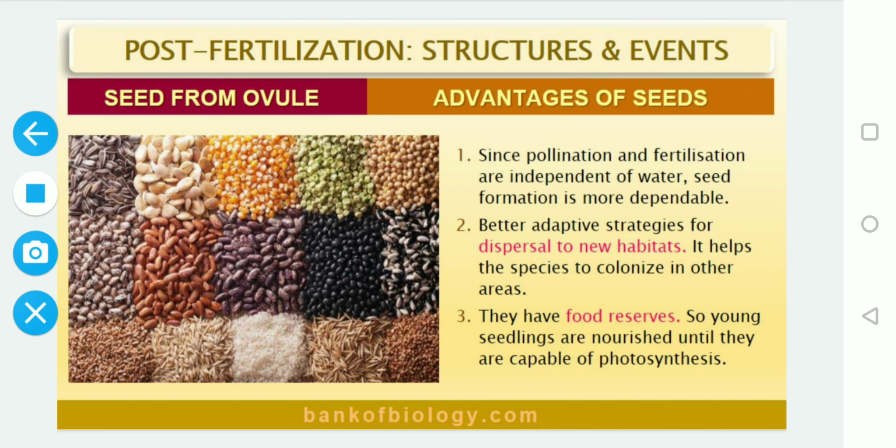Even in the case of endosperm, and even mucilage, they have food reserves, right? So with these food reserves, young seedlings are nourished until they are capable of photosynthesis. After that, the green leaves will start photosynthesis, then they can live independently, isn't it?